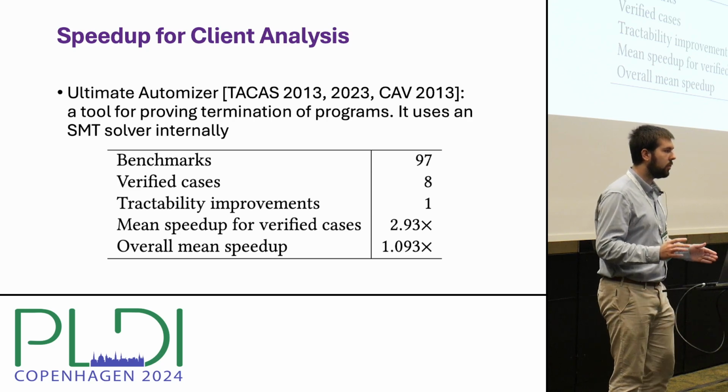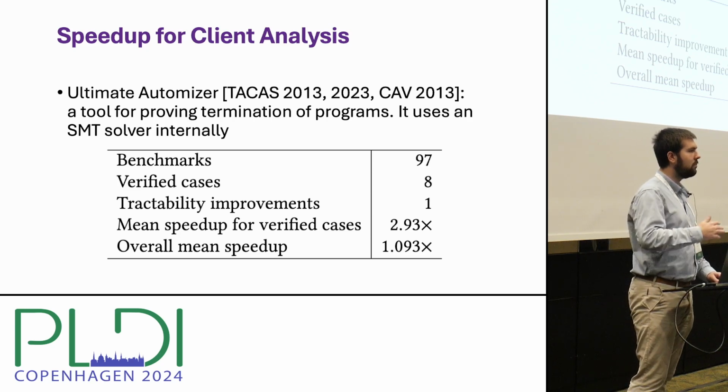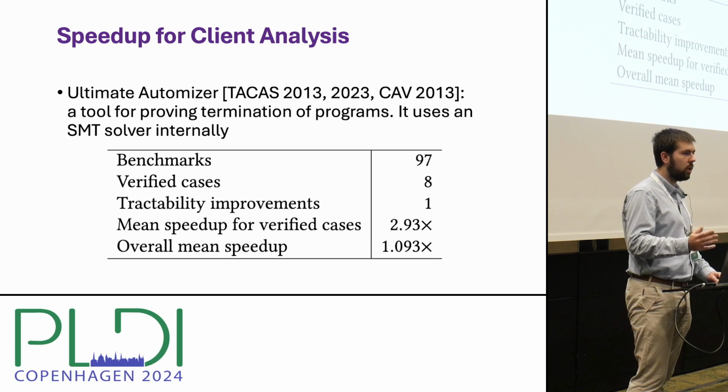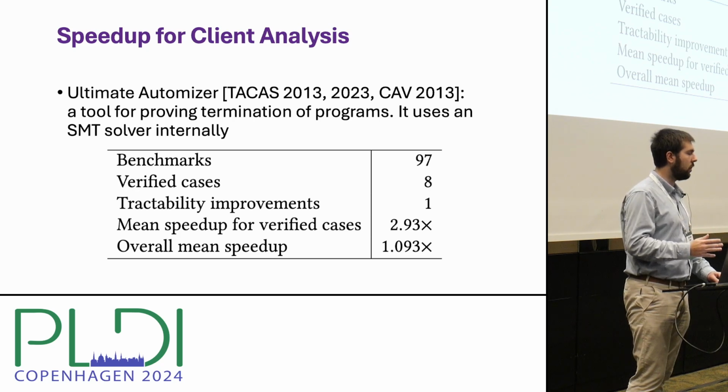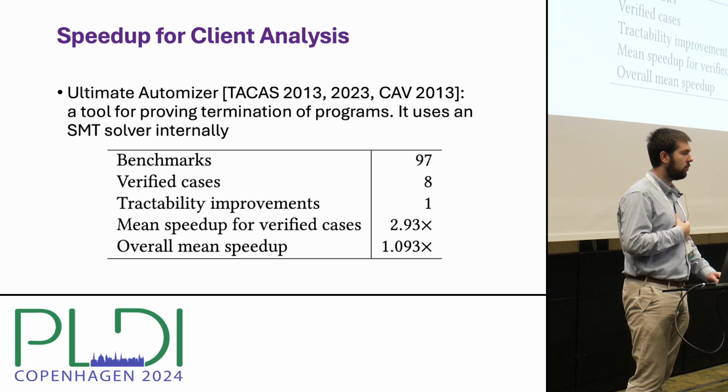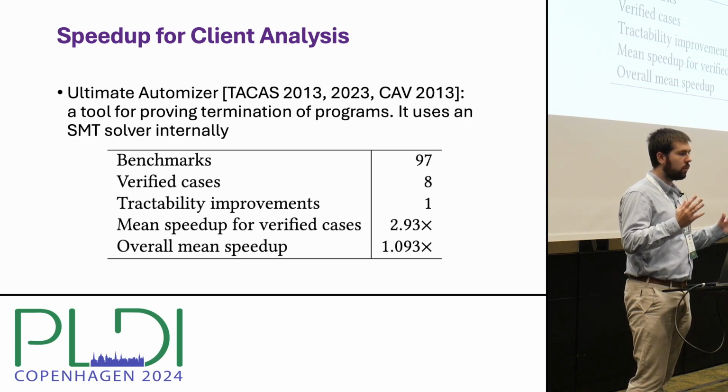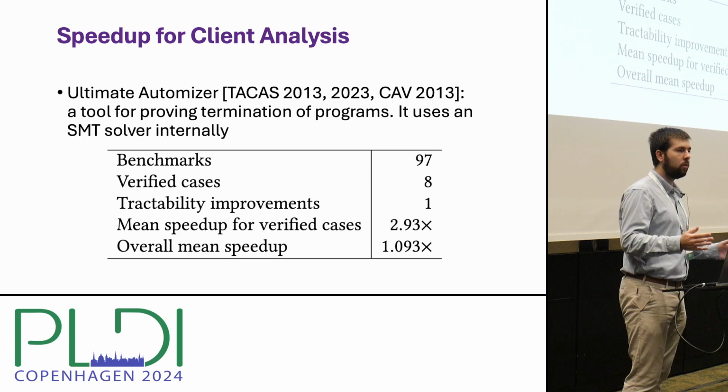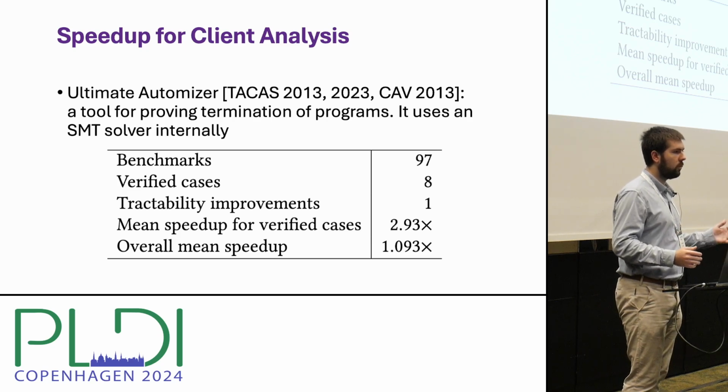And this is important because this case is a very pessimistic use case of our tool, because in termination proving, almost all of the constraints are unsatisfiable, which are the cases we don't improve. So even in some sense, the worst case scenario for our approach, we can still provide some real performance improvement for users.